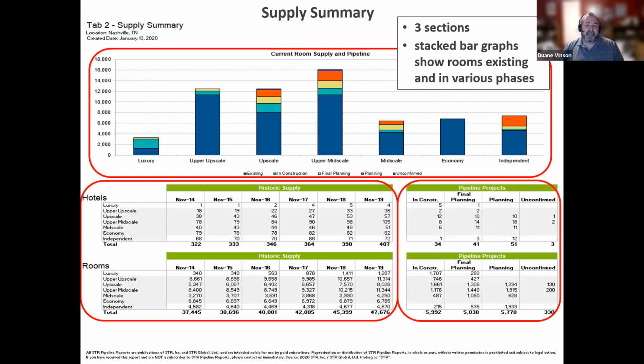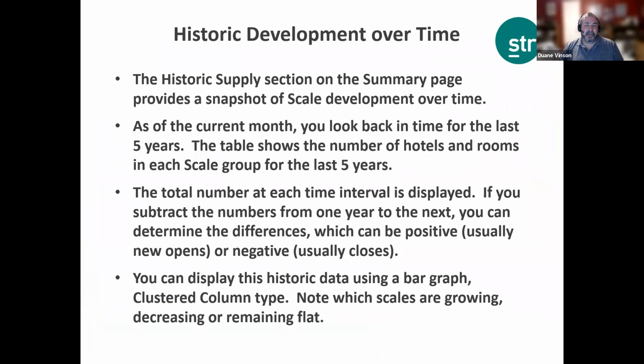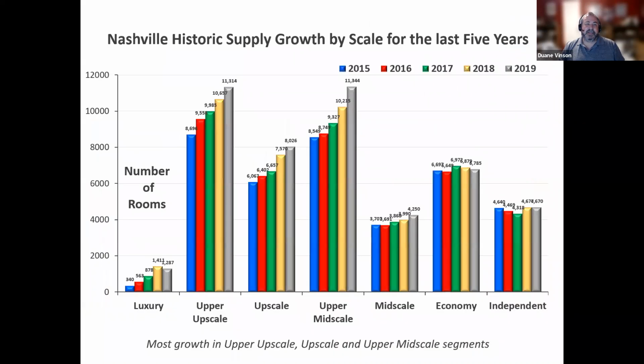And then the bottom right, this is going to be project information, right? Again, by scale, and then totals by phase. Those that are in construction, final planning, and unconfirmed. So we can use this information to pull together and look at supply changes over time.